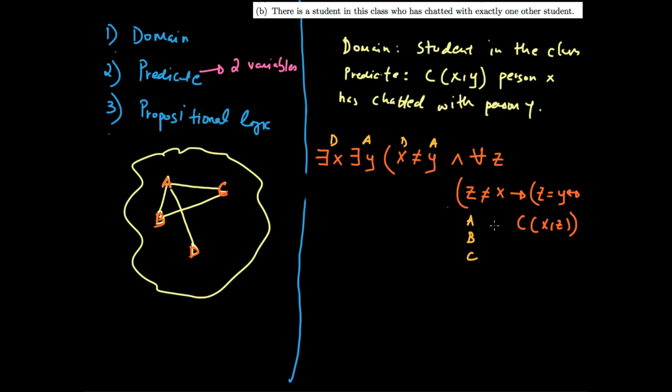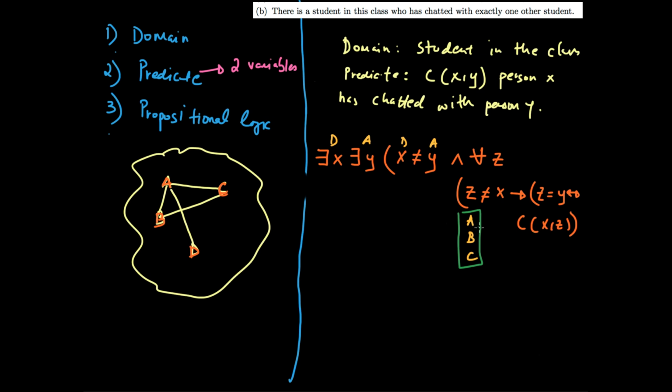Okay, so what does this entire thing mean here? What this means over here is that get me all the list of students here for all Z's, such that these students are not equal to X. X happens to be D, so all these students that are not equal to X are A, B, and C. Then, if Z equals to Y, then C of x comma z, and if C of x comma z, if x is chatting with z, then z must be equal to y.